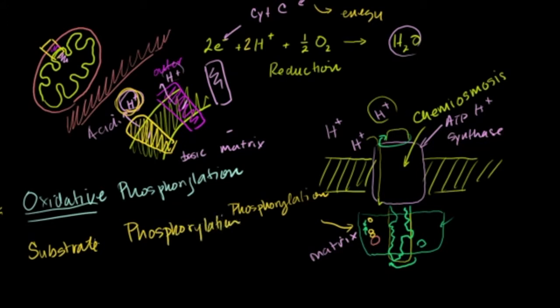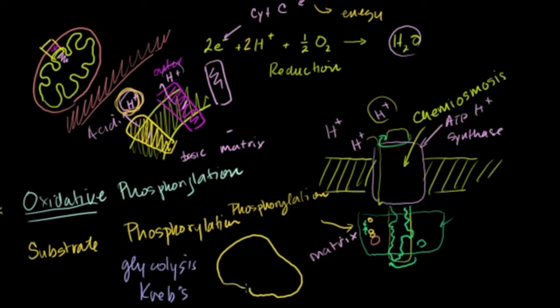Substrate phosphorylation. This is actually what happens when the ATP is produced directly in glycolysis and the Krebs cycle. And this is where you have an enzyme directly helping to produce the ATP without any type of chemiosmosis or proton gradient. So if you imagine an enzyme, some big protein blob, and let's say it has the ADP there with its two phosphate groups, and then maybe it has another phosphate group that attaches at some other part of the enzyme.